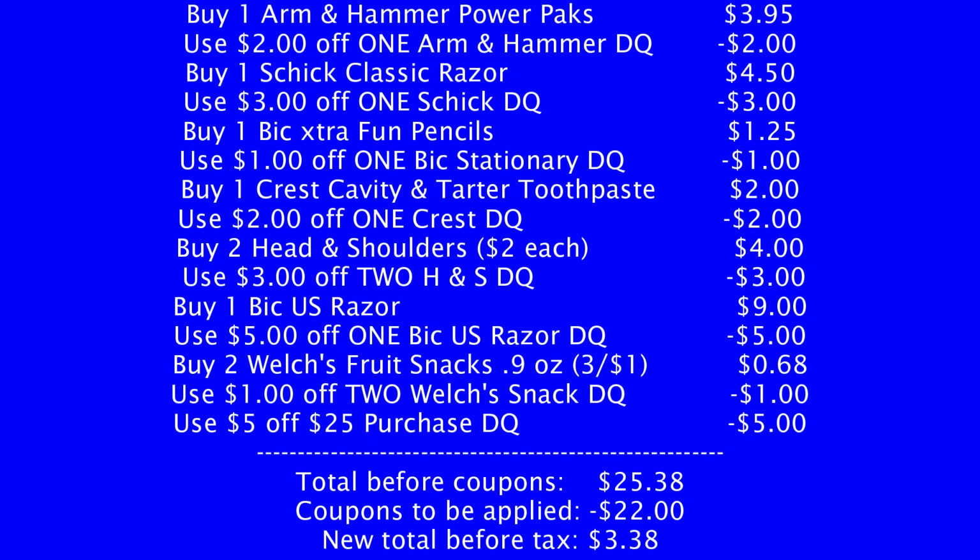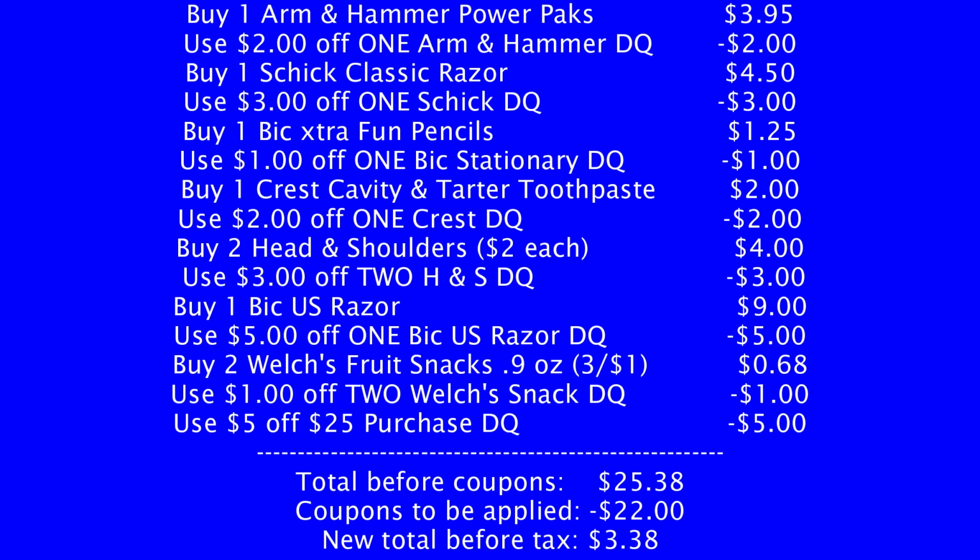We're going to pay just $3.38 for all of this. First, you're going to pick up one Arm & Hammer Power Pack for $3.95. You're going to use that $2 off 1 Arm & Hammer digital coupon. Then you're going to buy one Schick Classic Razor for $4.50. You're going to use that $3 off 1 Schick digital coupon. You're going to pick up one pack of those Bic Extra Fun pencils for $1.25. You're going to use the $1 off 1 Bic Stationery digital coupon.